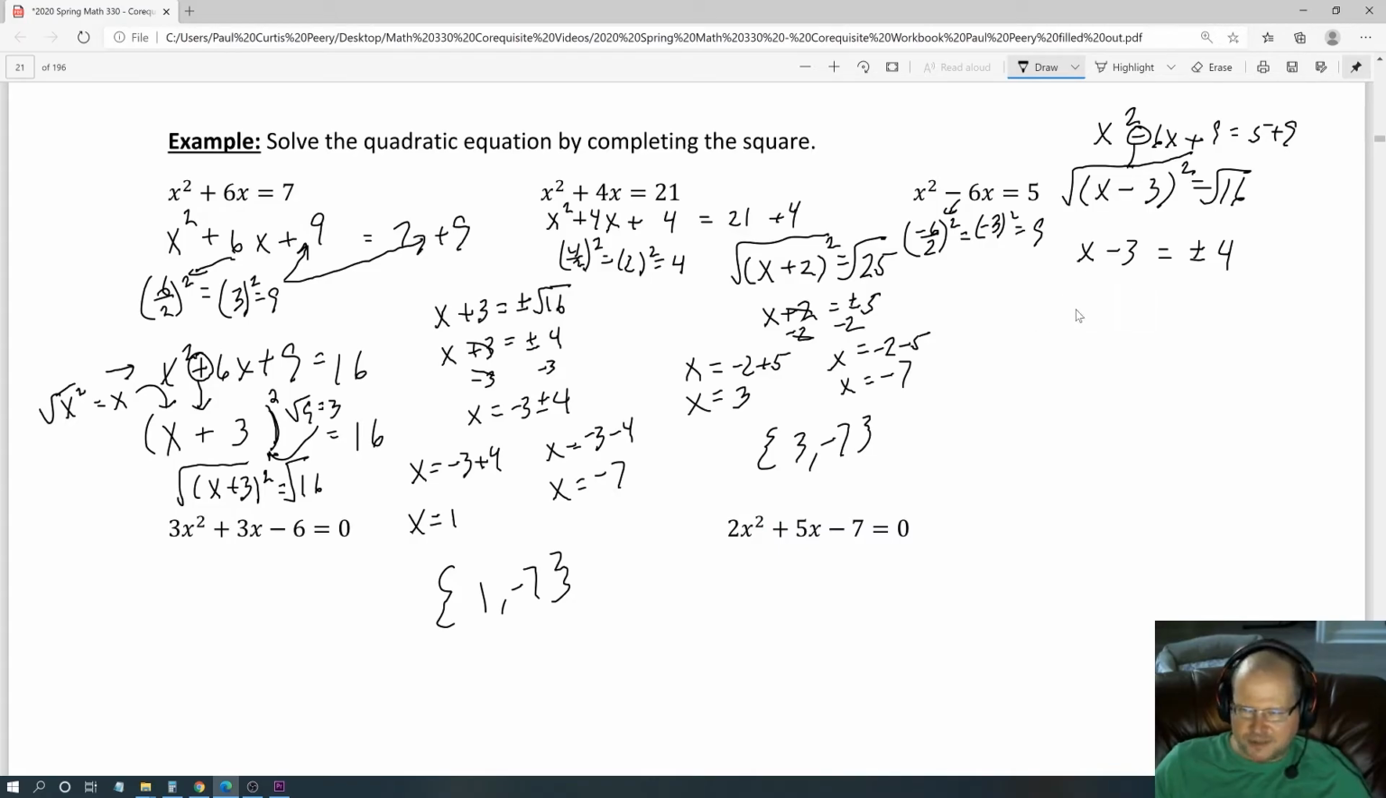And we break it up into 2 different versions, right? So first I'll finish solving for the x. It gives me x is equal to 3 plus or minus 4. So now we do x is equal to 3 plus 4, which gives me x is equal to 7. And we do x is equal to 3 minus 4, which gives me x is equal to negative 1. And there we go. 7 and negative 1.